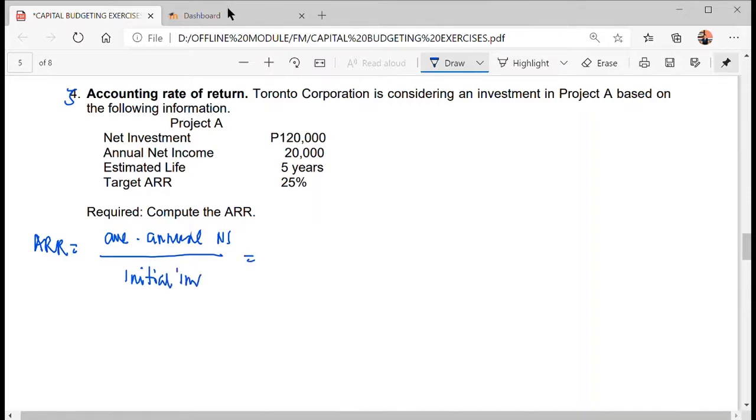Our average annual net income here is given, so there's no problem. So just copy 20,000 and divide by the initial investment, which is also given. Okay? So walay problema. So just get the amounts and substitute. So 20 divided by 120, that's 16.67. Okay, sa'yo na na siya pag given na ang problem.